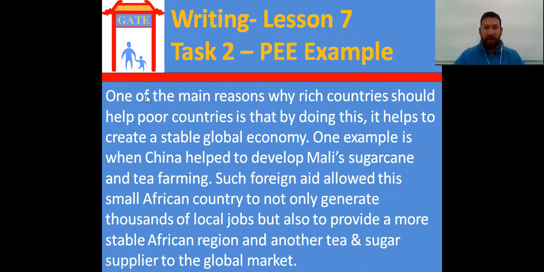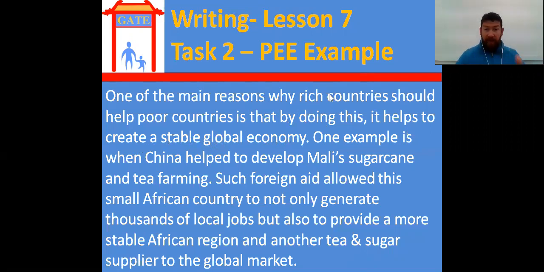Let's have a look at the first one. One of the main reasons why rich countries should help poor countries is that by doing this, it helps to create a stable global economy. So what's my point? Helps create stable global economy. So if you look at this, you know the question is probably about rich countries helping poor countries.